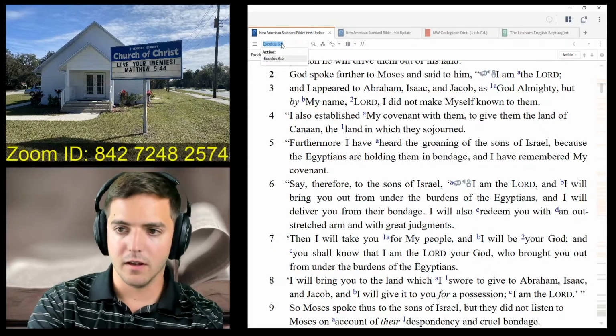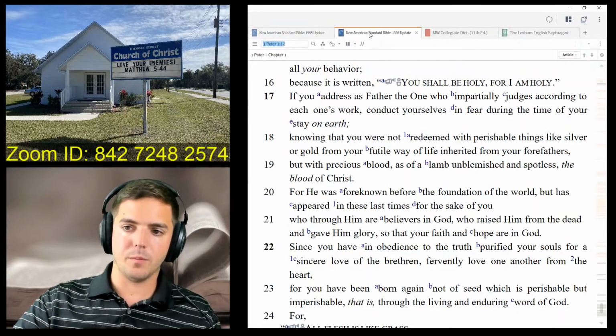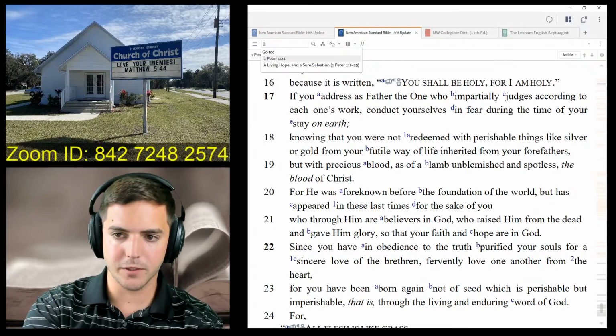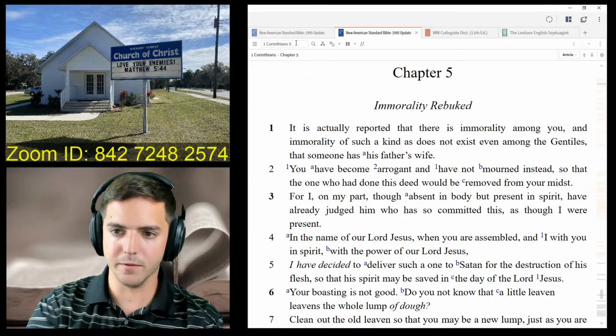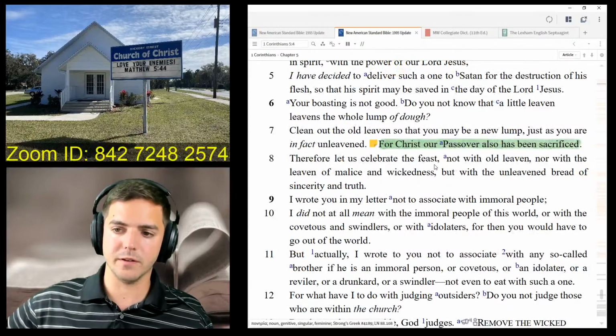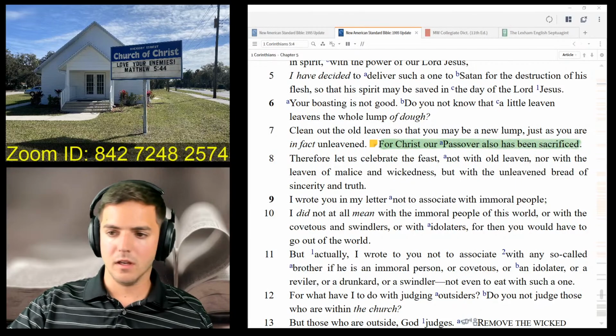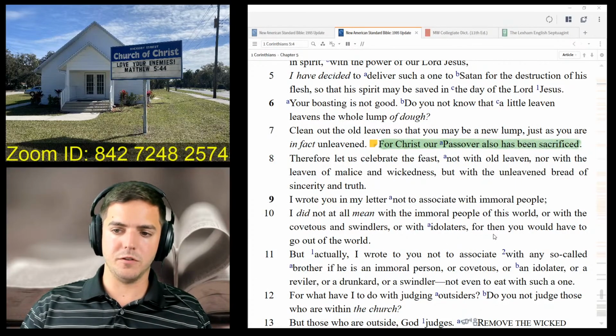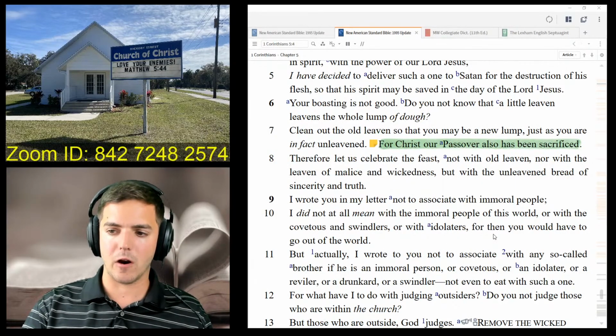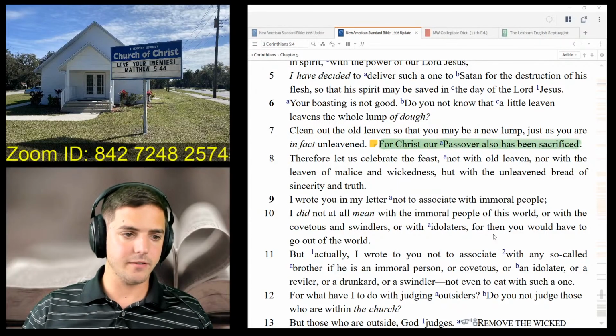So one of the reasons why the Passover is so important for us to study is because of Jesus being our Passover. In the book of 1 Corinthians, specifically in chapter 5 and verse 7, we read, "Clean out the old leaven, so that you may be a new lump, just as you are in fact unleavened. For Christ, our Passover, has also been sacrificed."